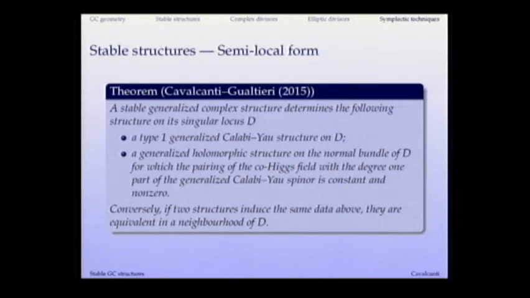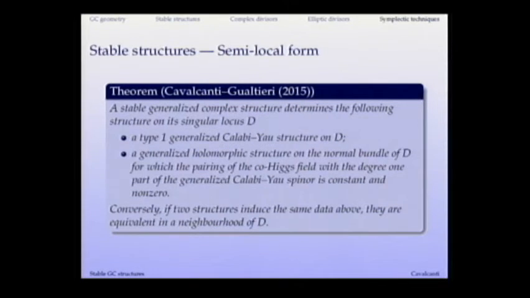So there are two things here. One of them is just to say which invariants it determines. A stable generalized complex structure determines the following data on its singular locus. First, D becomes a type 1 generalized Calabi-Yau. Remember, a generalized Calabi-Yau is one defined by a closed form, and the type has to do with the degree of the leading term of the form. So it's a type 1 generalized Calabi-Yau. And after that, there is also a generalized holomorphic structure in the normal bundle for which the pairing of the co-Higgs field with the degree 1 part is constant and non-zero.